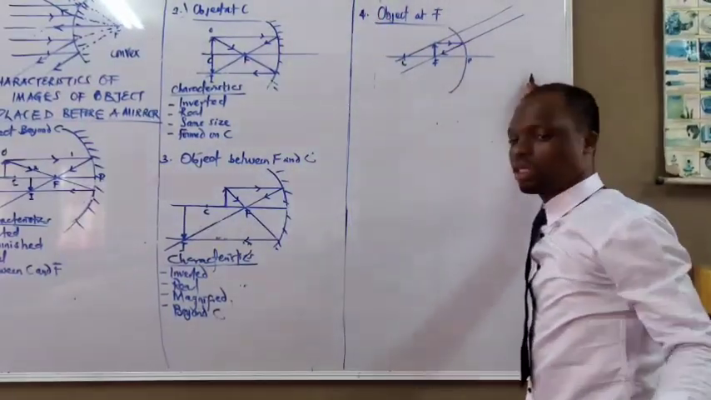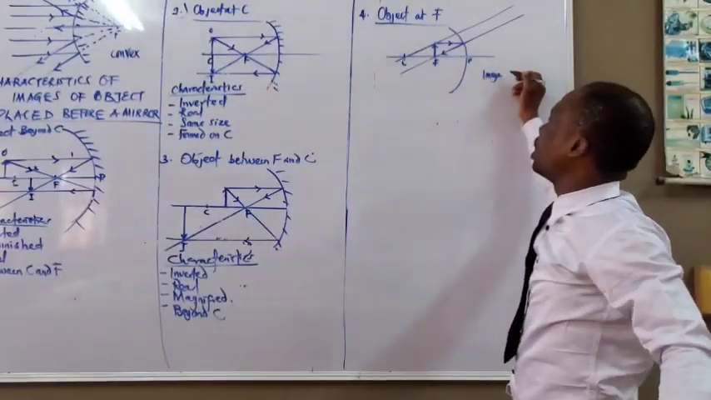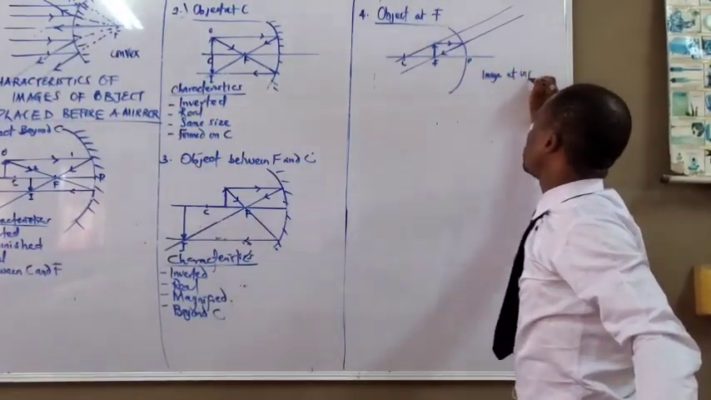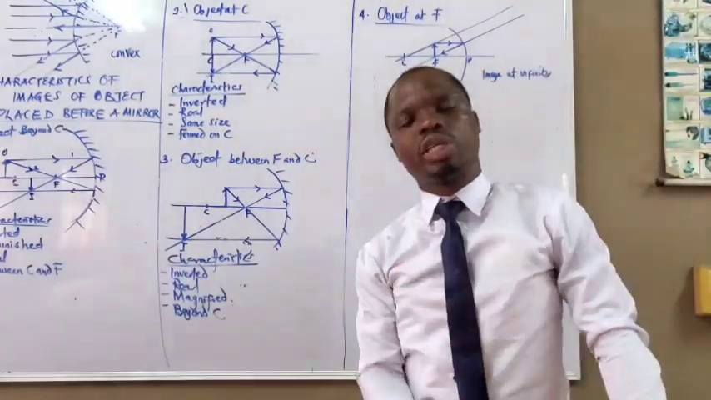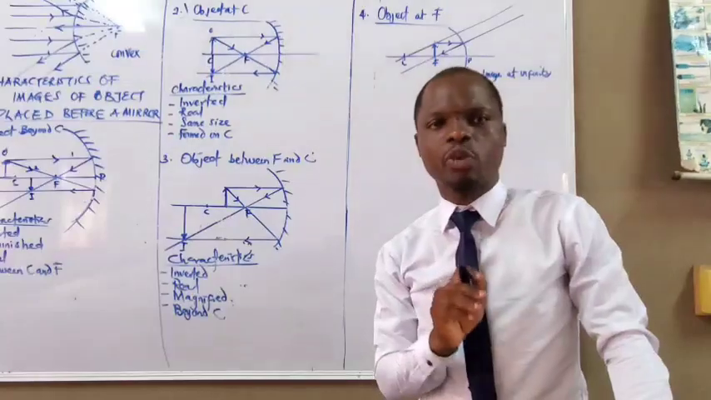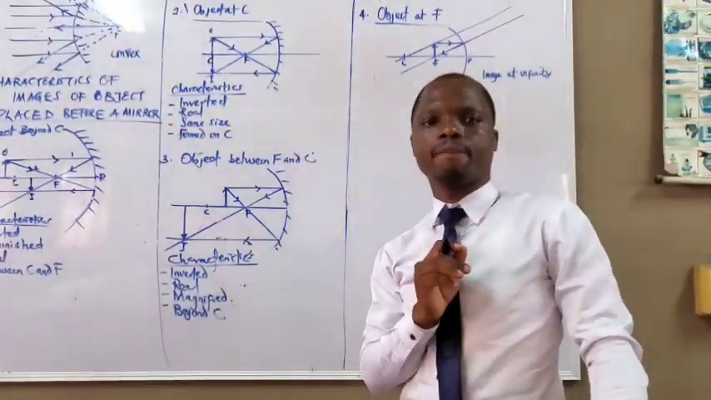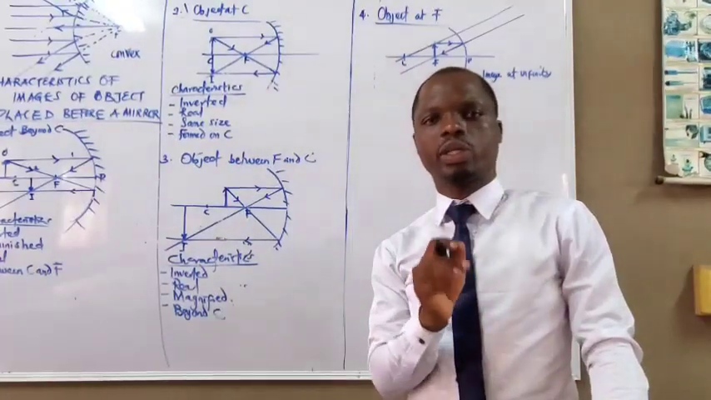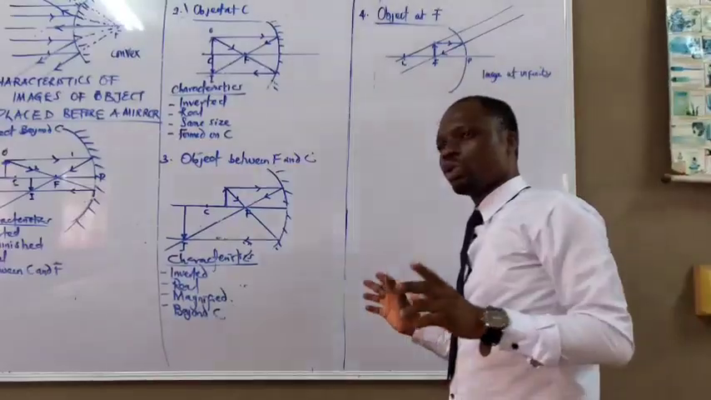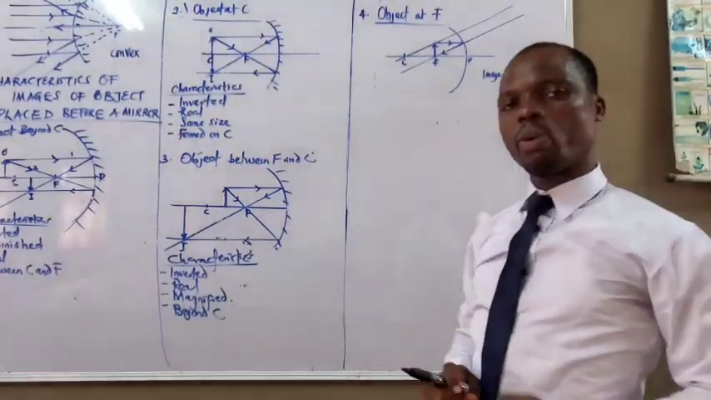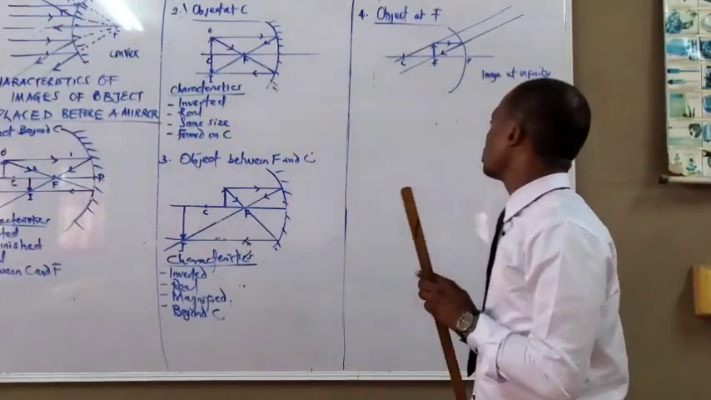The characteristic of this image is that the image is formed at infinity. So note, whenever you have an object placed at the principal focus of a curved mirror, the image you're going to get is going to be formed at infinity. And this is used in different ways. Well, we will get to that when we start discussing the application of mirrors and lenses.